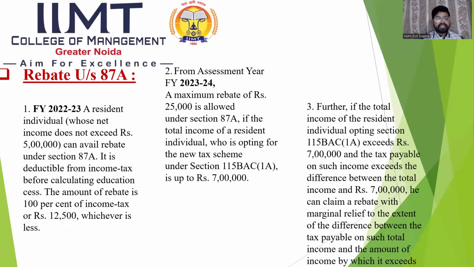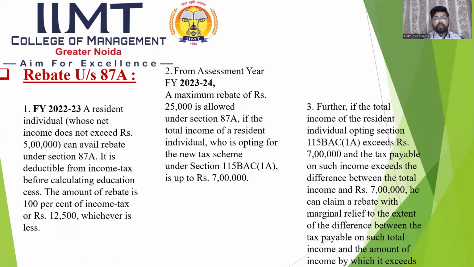Rebate under section 87A is also given to the taxable assessee by the government. The first point: for financial year 2022-23, a resident individual whose net income does not exceed rupees 5 lakh can avail rebate under section 87A. It is deductible from income tax before calculating education cess. The amount of rebate is 100% of income tax or rupees 12,500, whichever is less.